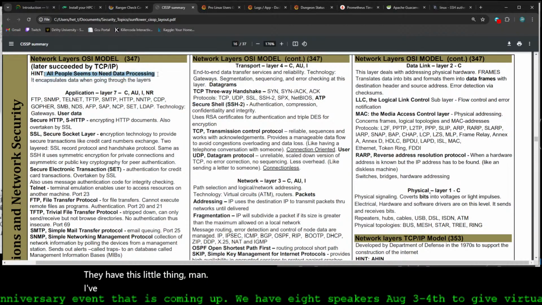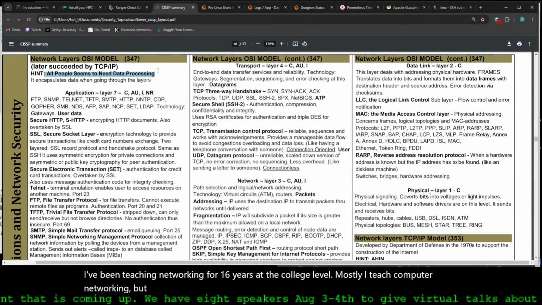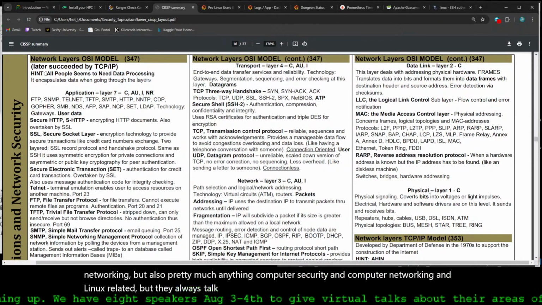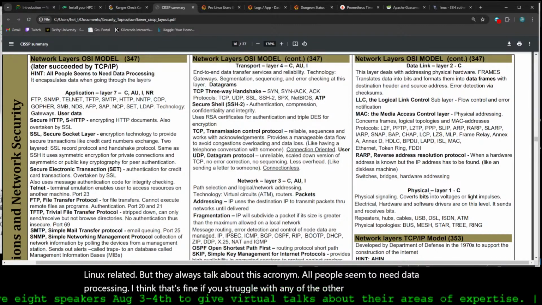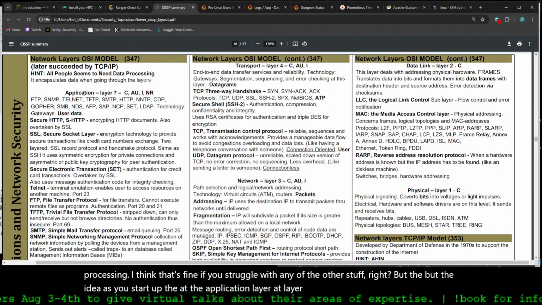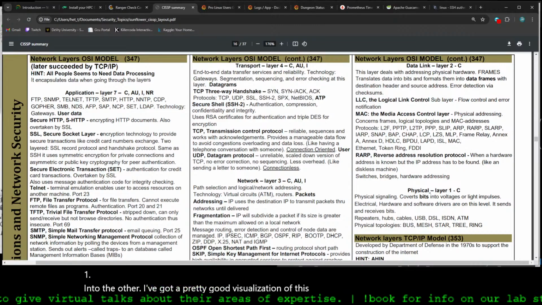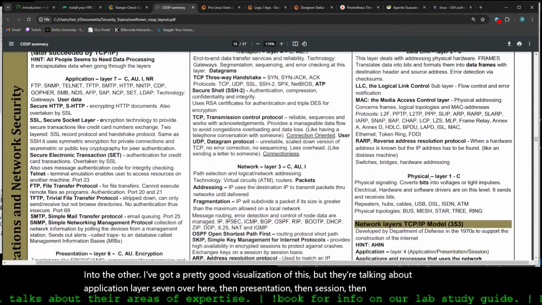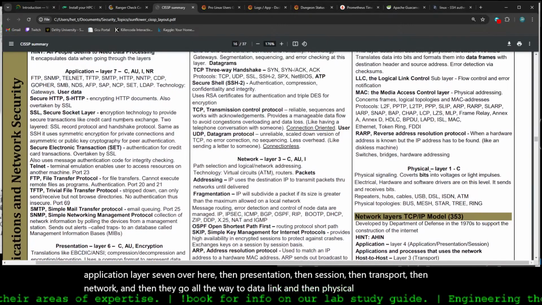I've been teaching networking for 16 years at the college level. Mostly I teach computer networking, but also pretty much anything computer security and Linux related. They always talk about the acronym, "All People Seem To Need Data Processing." I think that's fine if you struggle with any of the other stuff, right? The idea is you start at the application layer, layer 7, and the data travels down from one machine to the other. They list application layer 7, then presentation, then session, then transport, then network, then data link, and then physical. So we're working down through the layers.